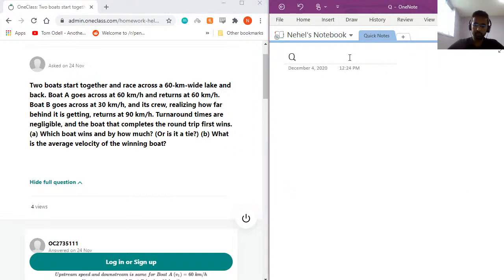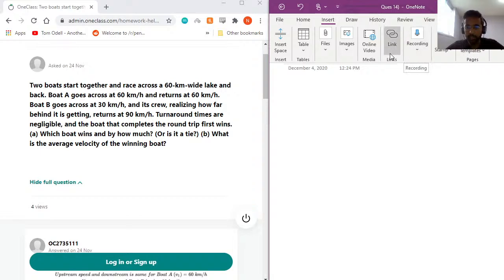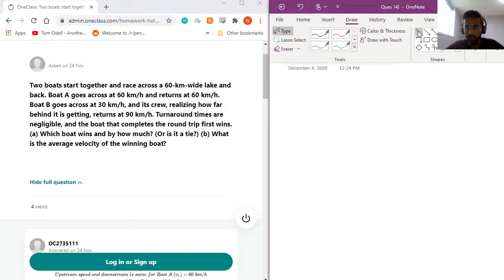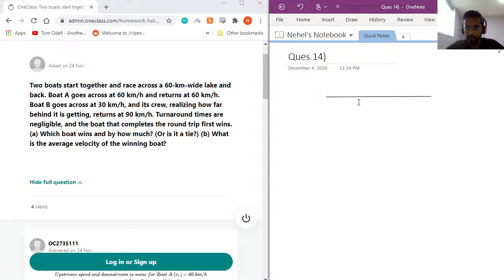Okay, next up, question 14. Two boats start together and race across a 60-kilometer wide lake. Okay, so let's quickly draw this out. So you have boat A and boat B, which race across this lake, which is 60 kilometers wide. Okay, boat A goes across at 60 kilometers per hour and returns at 60.